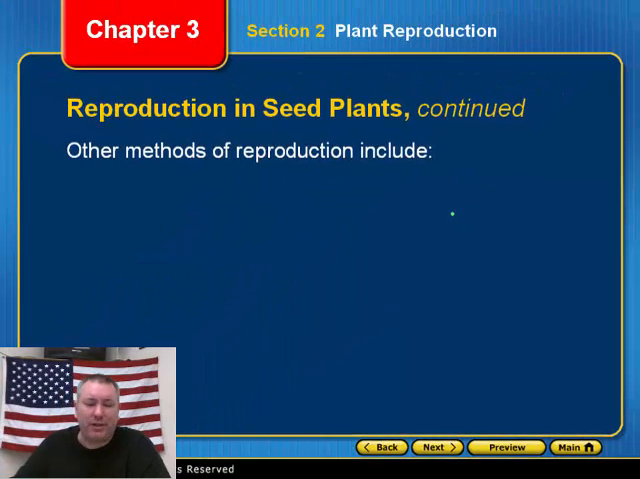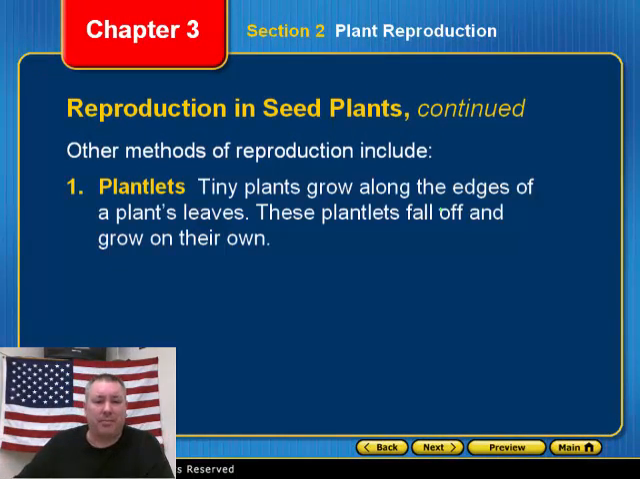There are other types of reproduction as well, and we'll talk about plantlets. Plantlets are tiny plants that grow along the edges of a plant's leaf. These plantlets fall off and grow on their own. So they have a plant, and a little plantlet growing off the side, and all of a sudden it falls off, and it creates its own individual little plant.